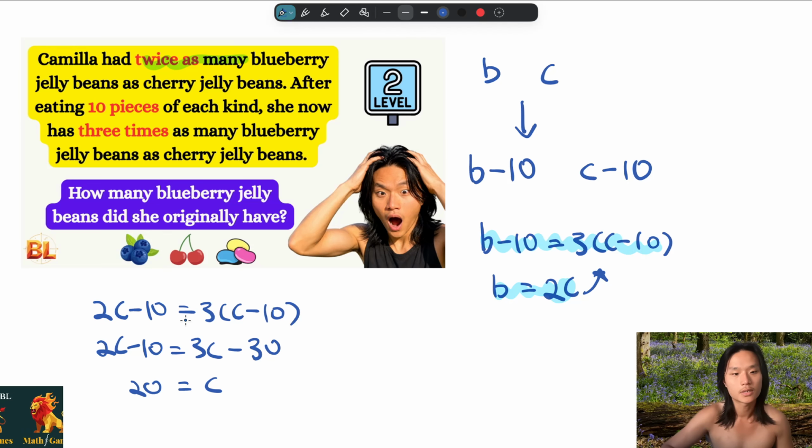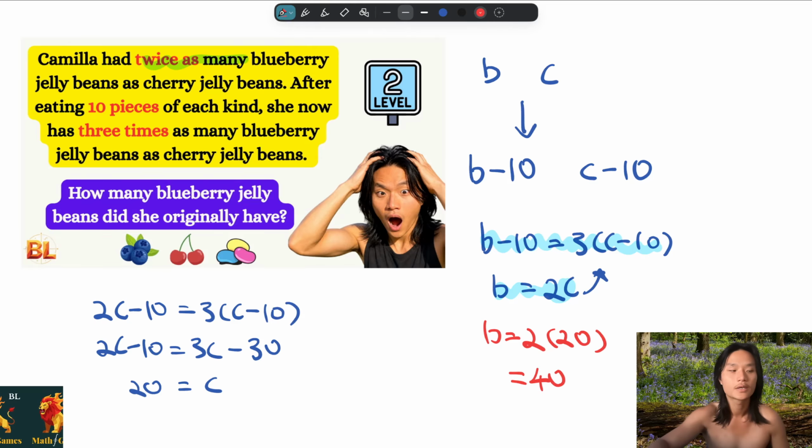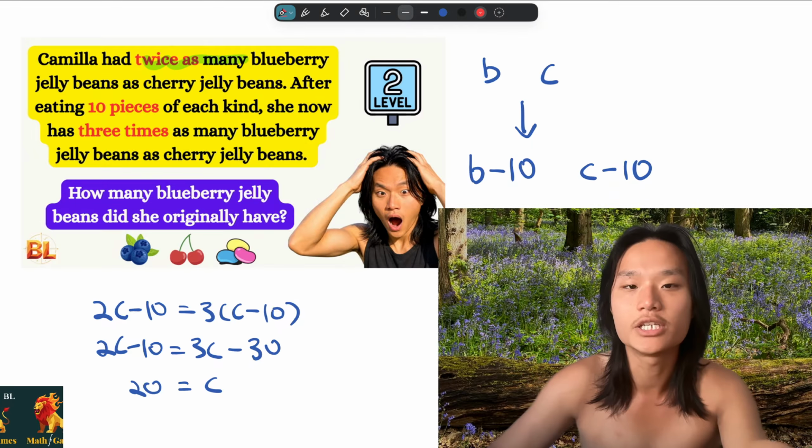So originally she had 20 cherry jelly beans, and because we know that B is 2C, blueberry beans is 2 times 20. That is 40. So Camila originally had 40 blueberry jelly beans.